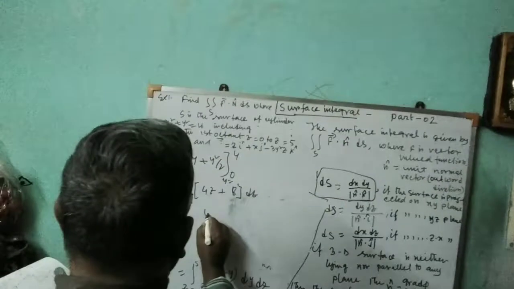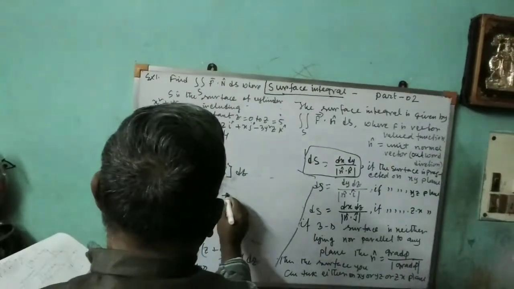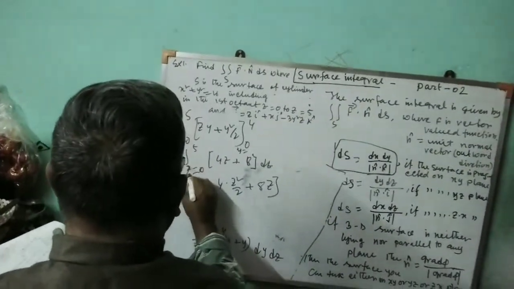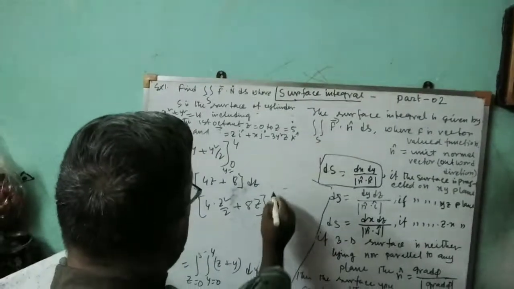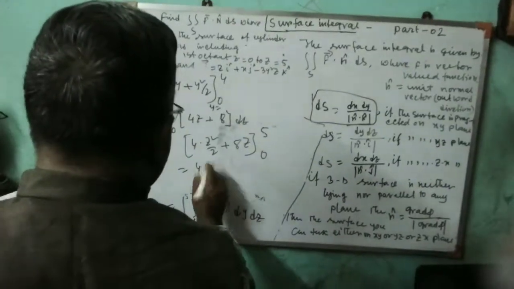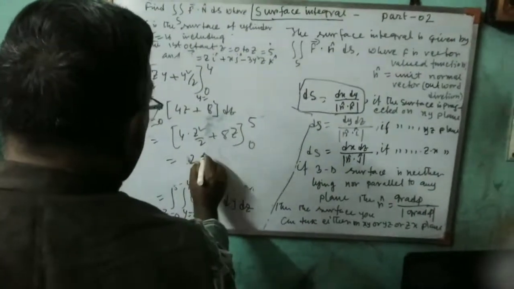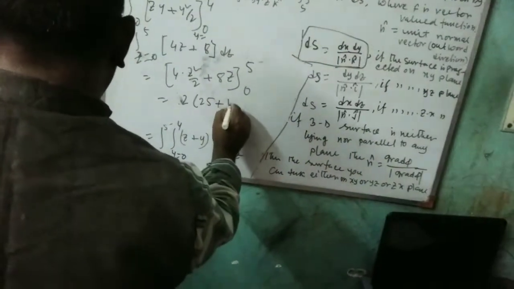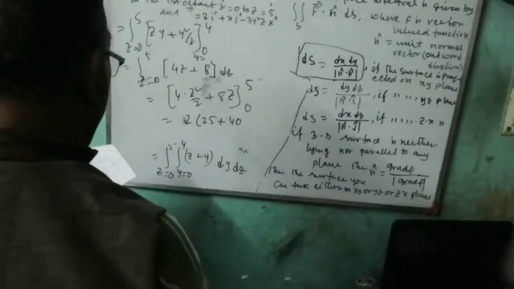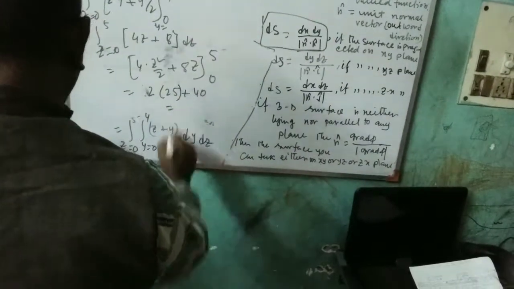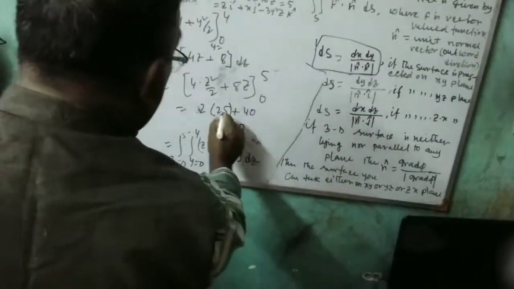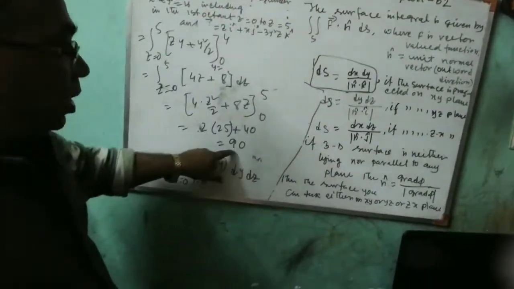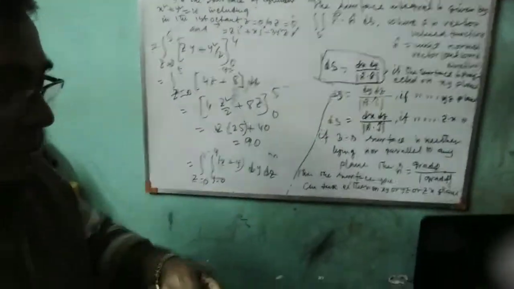So 4 into z square by 2 plus 8z, from 0 to 5. So 4 by 2 is 2, 2 into z square, 25, plus 40. So 2 into 25 is 50, 50 plus 40 is 90. 90 is the answer. So this value becomes 90. I think everybody understood very nicely.